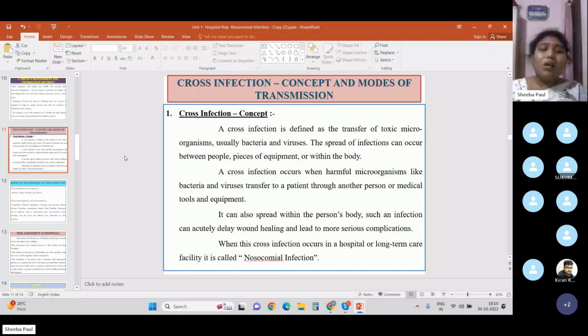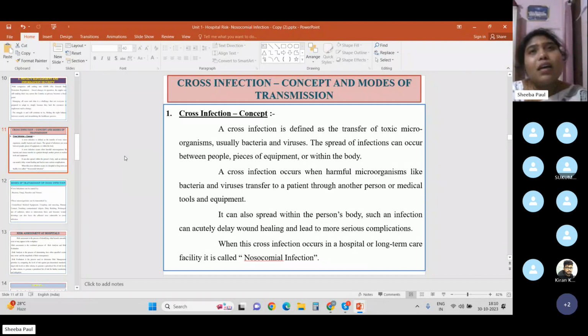And then it can also spread within the person's body. Such an infection can acutely delay wound healing and lead to more serious complications. So if the immune system is compromised, then the rate of infection increases. So when such a thing happens, the process of wound healing delays.